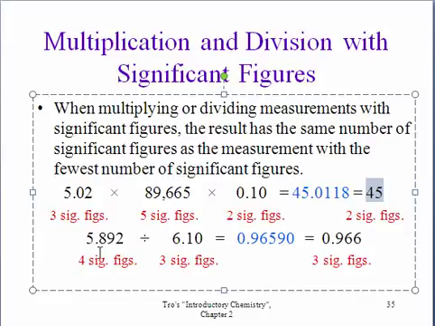Here we have division. When I divide these two values, plugging them into my calculator, this is the answer that my calculator gives me. When I go back to look at how many sig figs my measurements have, this has 4 and this has 3. Therefore, my answer can only have 3. So this is my last allowable digit, 1, 2, 3. I look to the right of my last allowable digit. This is greater than 5, so it rounds up to 0.966.